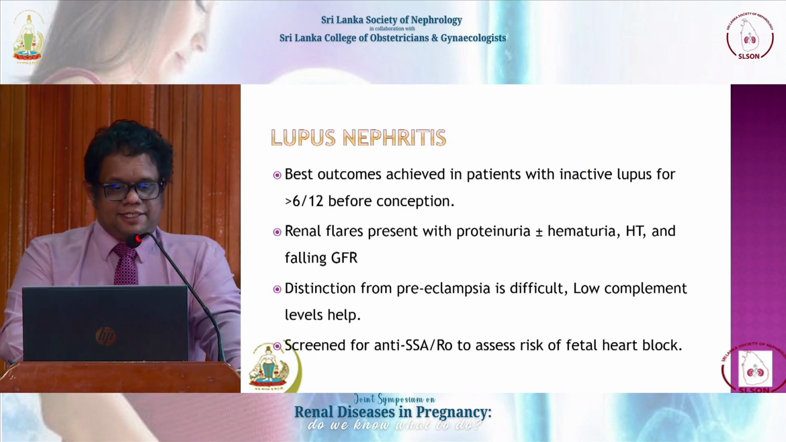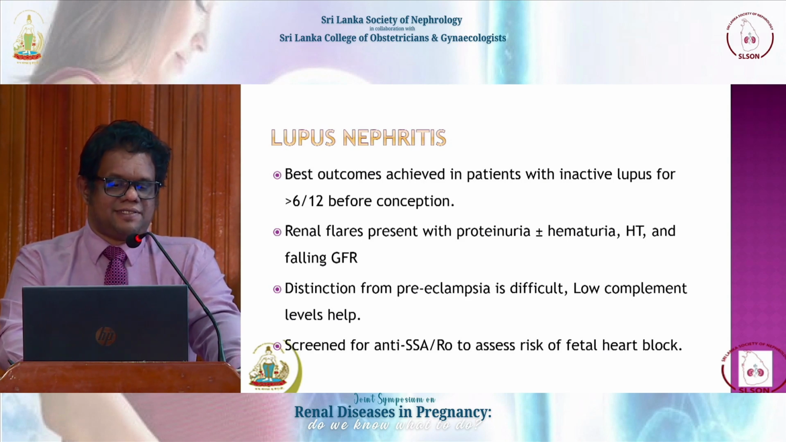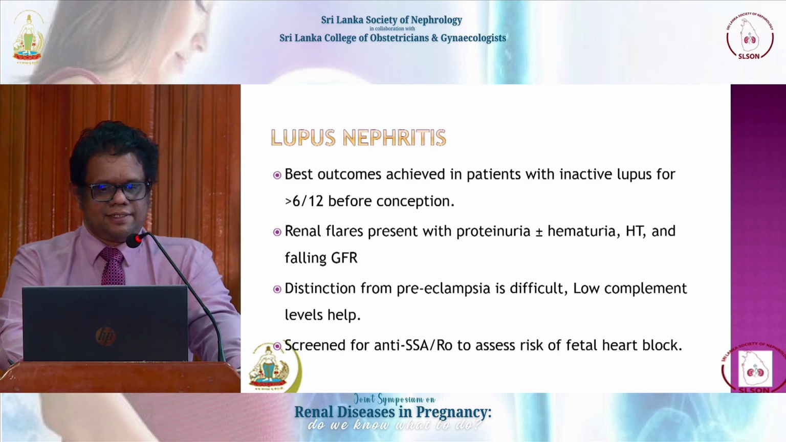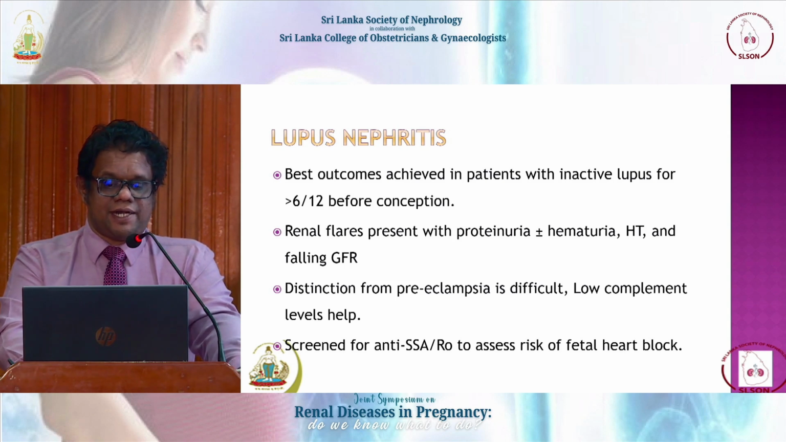So, lupus nephritis. Best outcomes are achieved in patients with inactive lupus for more than 6 months before conception. So, inactive lupus is where you don't find any clinical findings of active lupus, arthritis, thrombocytopenia, anemia, normal complement levels, normal ESRs, normal CRPs, no proteinuria, or controlled, stable proteinuria. So, these are the features of inactive lupus.